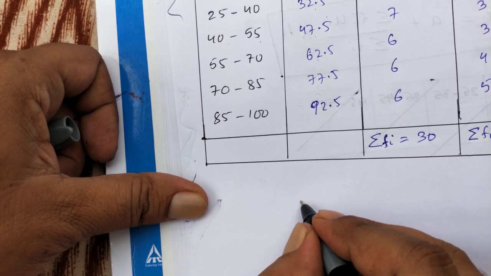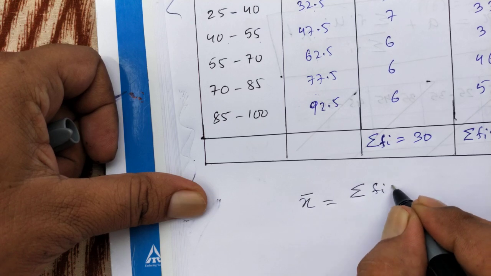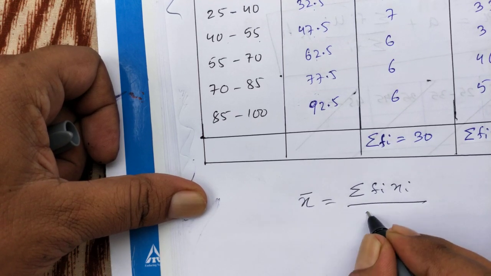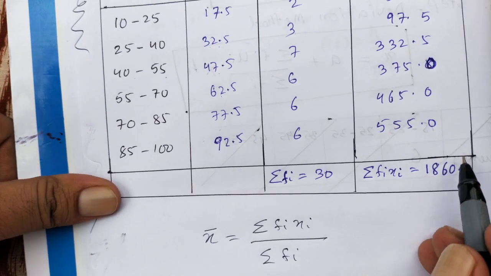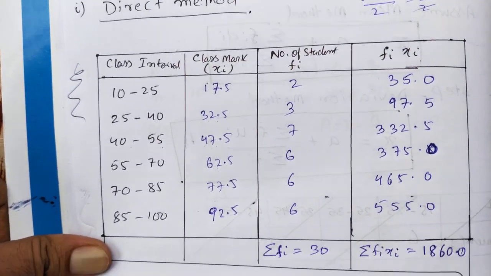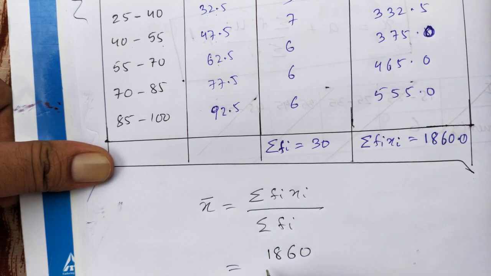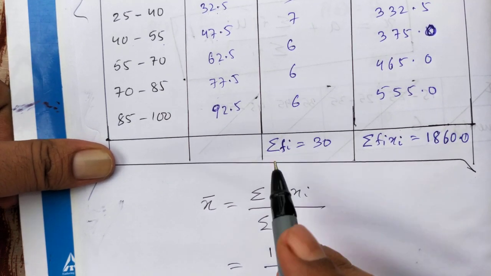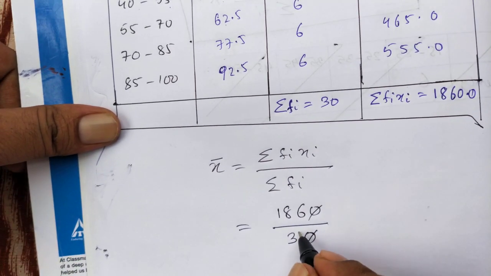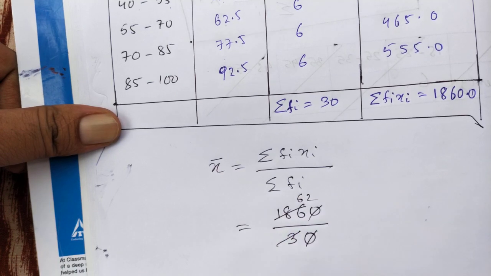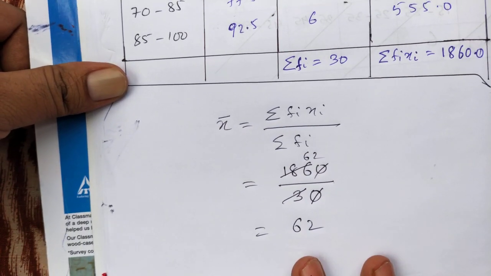So in the direct method, what's the formula? Mean equals summation fi xi by summation fi. So summation fi xi, the total of the products, is 1860, divided by summation fi, which is 30. Cancel it. 3 sixes are 18, so the answer is 62. So this we have done in the direct method.